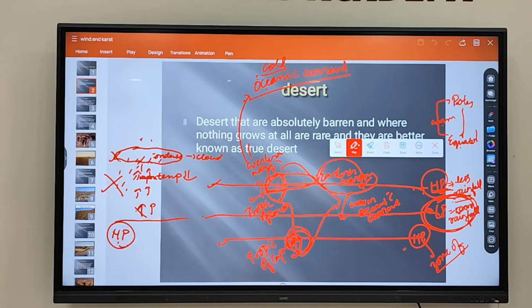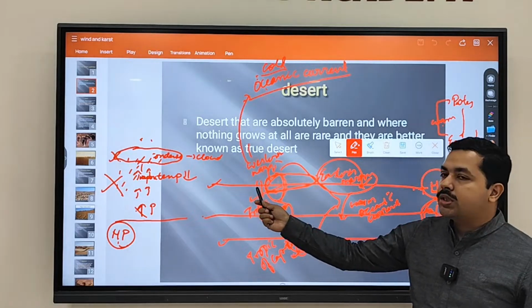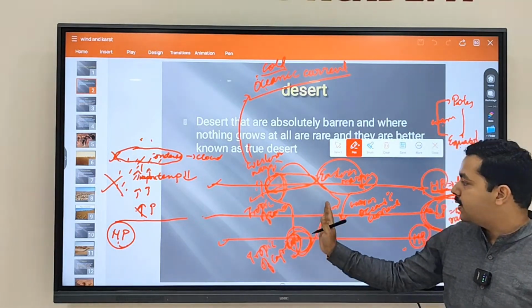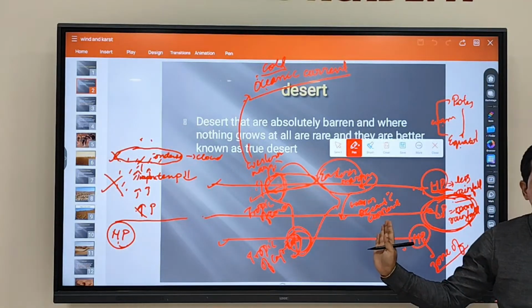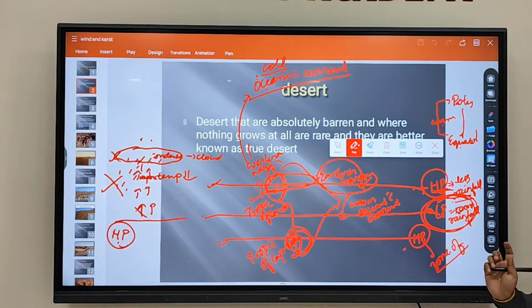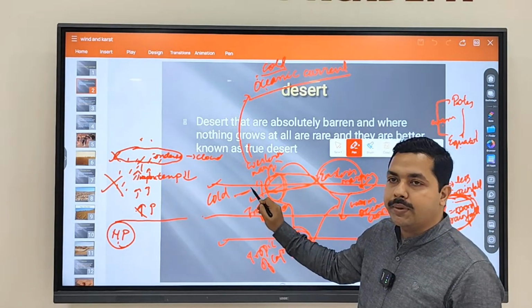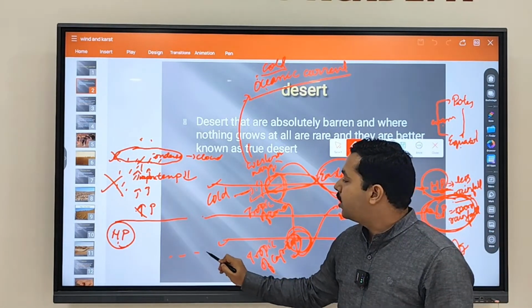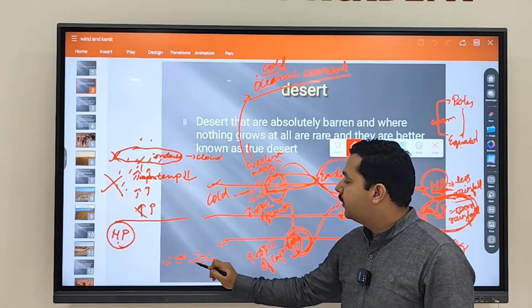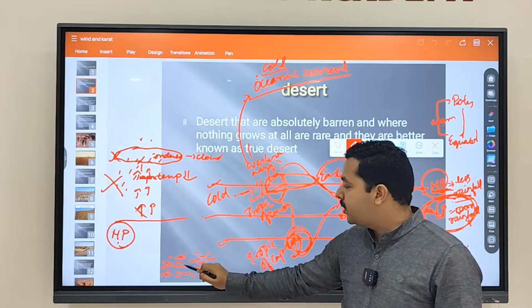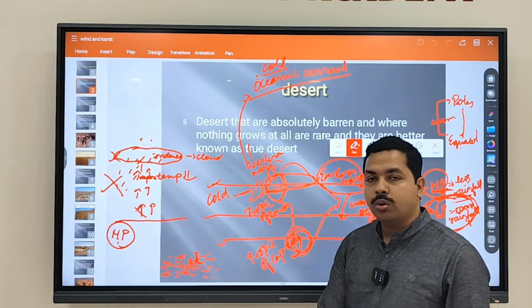Clear? So here at the western margin, always which type of oceanic current flows? Cold oceanic current. On the eastern side, which type of current is flowing? Warm oceanic current. Fine. Now, what will happen because of the cold oceanic current? If cold oceanic currents are flowing, the water will become what? Cold oceanic current is bringing the cold water. So cold water means the water will become cold.